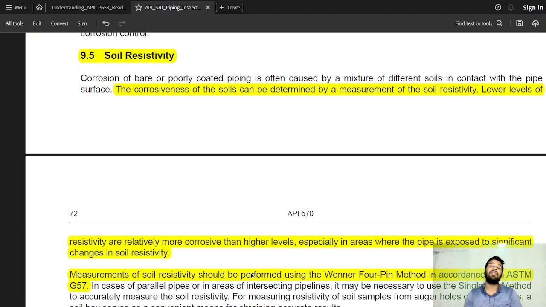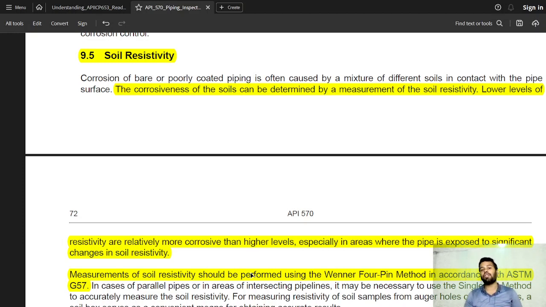If the soil resistivity is very low, this means the potential for galvanic corrosion will increase and there is a need for a cathodic protection system, and a frequent survey is required to understand if the soil corrosivity is impacting our system or not.